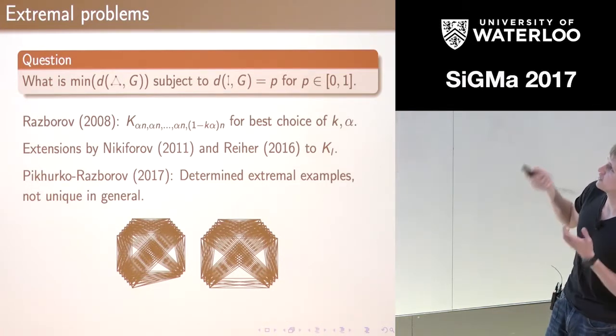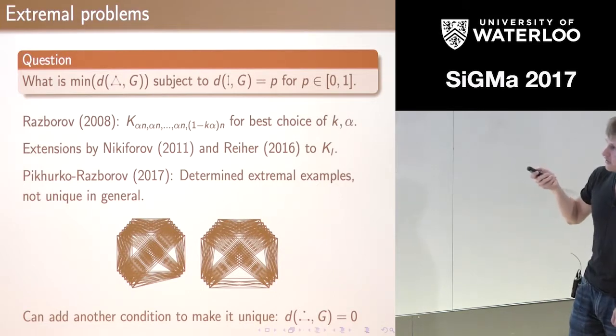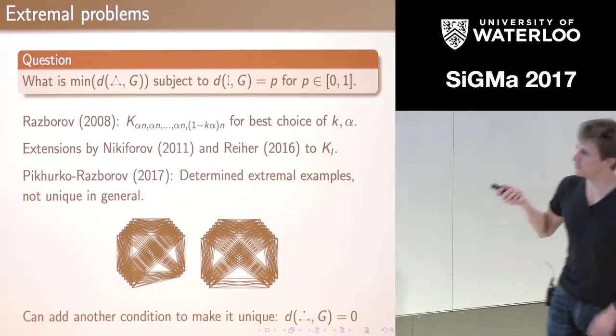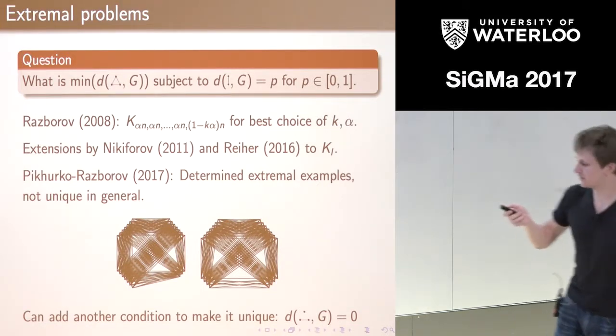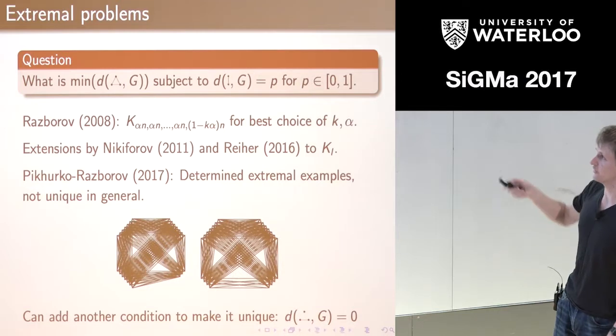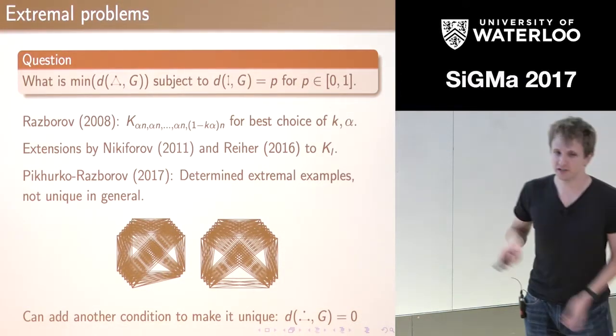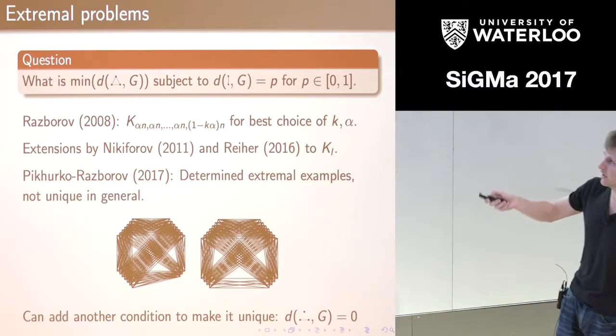So here, the answer is not unique for this problem, but we can add another condition to it, and then it will be unique. So exercise: if you add the condition that the induced density of the co-cherry is 0, then it must be complete multipartite, and then you must have this graph.